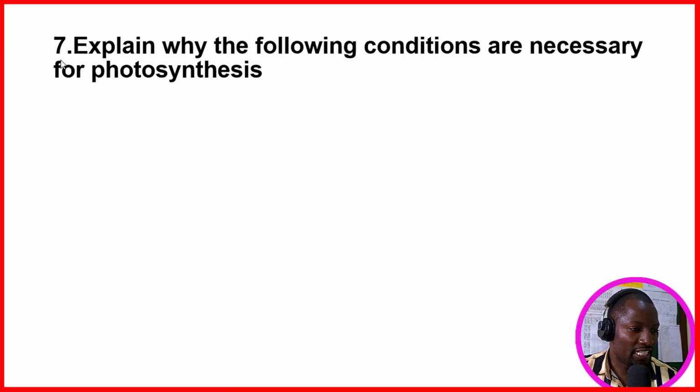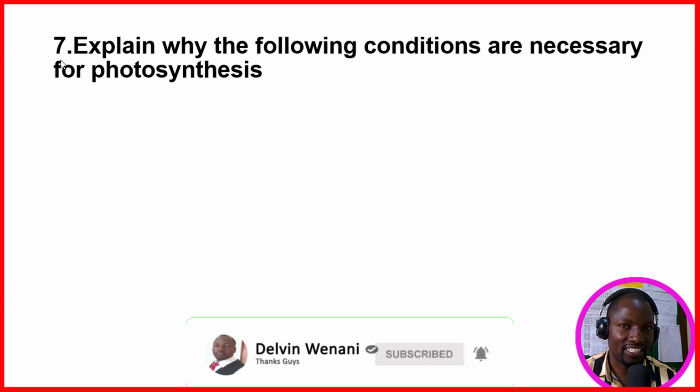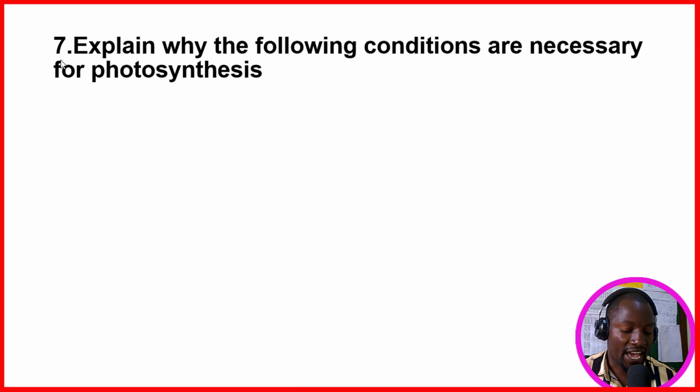Now, question number 7. Explain why the following conditions are necessary for photosynthesis. And the conditions are 1. Carbon 4 oxide. Why is carbon 4 oxide necessary for photosynthesis?